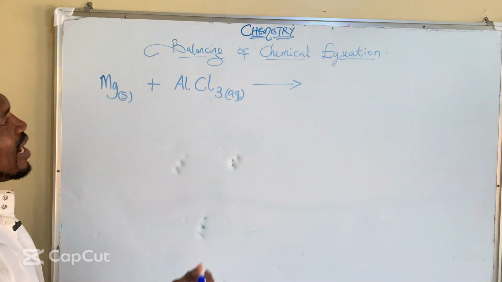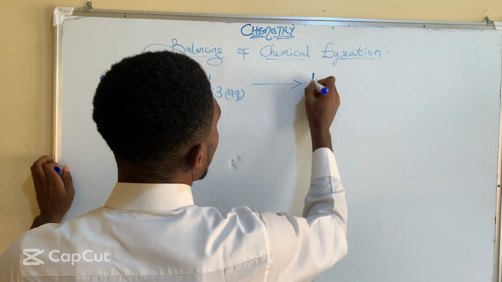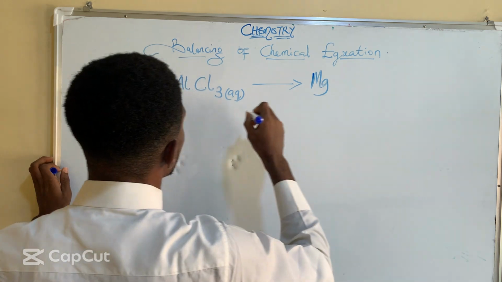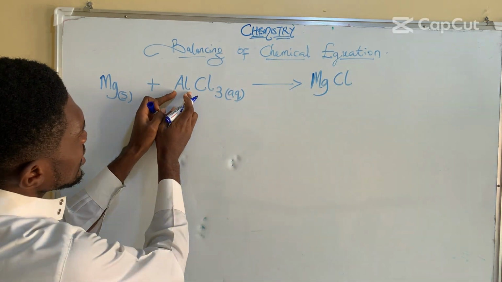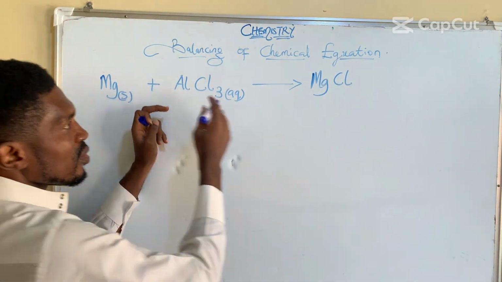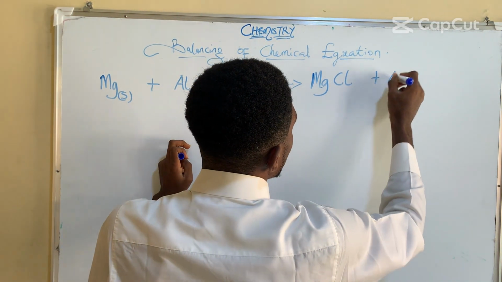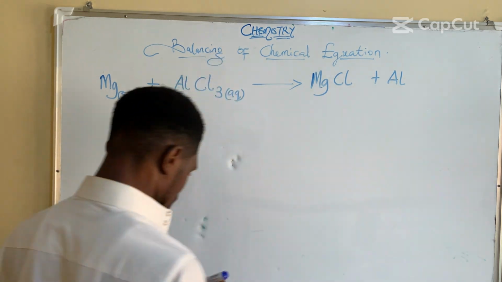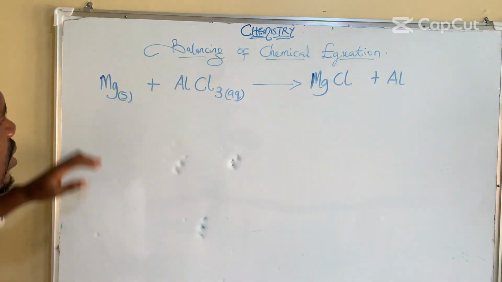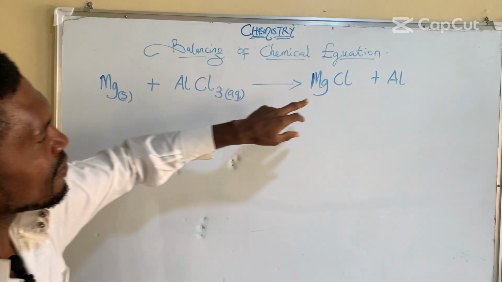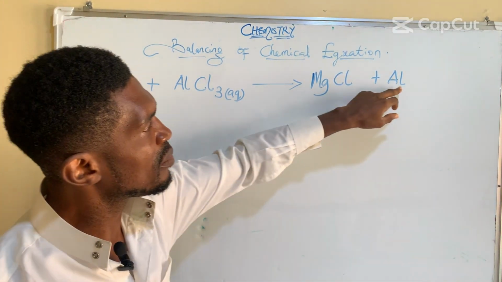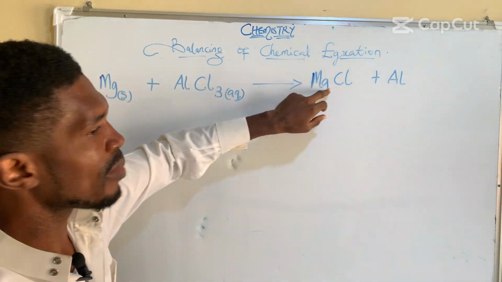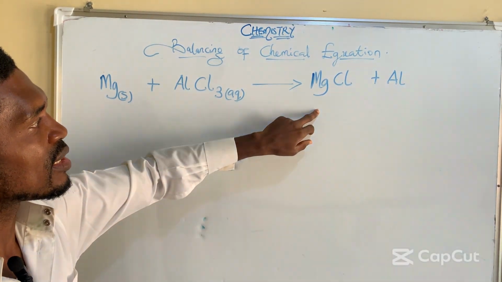So let's see how we're going to write that. We have magnesium reacting with chlorine, and then this man here will be left alone, so we have plus aluminium. But then we need to determine if what we wrote is well written, if aluminium is well represented and also magnesium chloride is well represented.